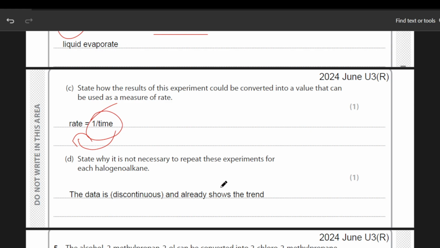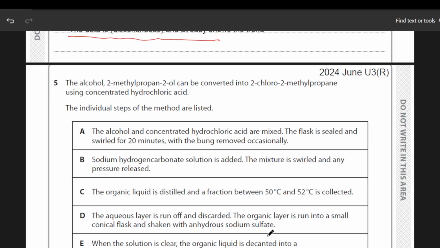State why it is not necessary to repeat this experiment for each halogenoalkane. Most of the time, you will see that the data is discontinuous, and you will see a common trend. So if we see a common trend, we don't have to repeat these experiments, because we can use the common trend to predict the later values.